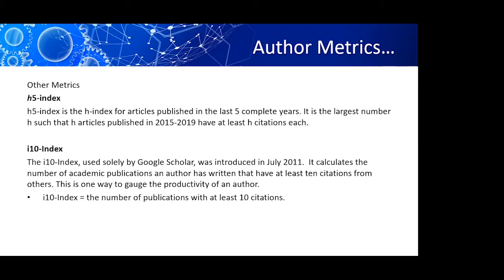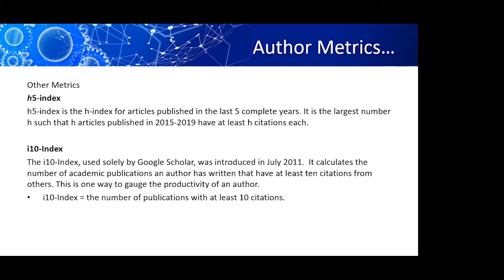And this metric you can find on Google Scholar. On your own profiles, you can just check, in the right side of your screen, you can find the H5 index provided by Google Scholar. Another metric used solely by Google Scholar, especially on your profile, you can see another metric, that is the I10 index.